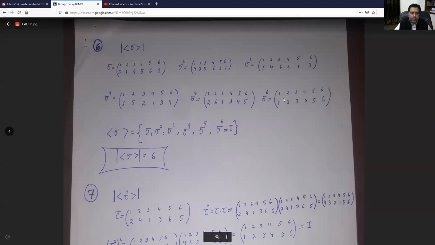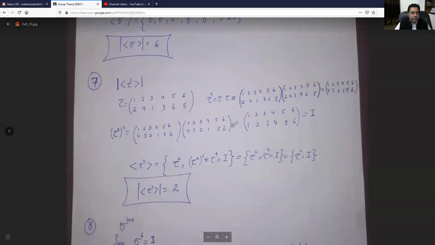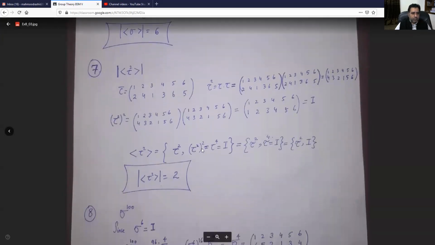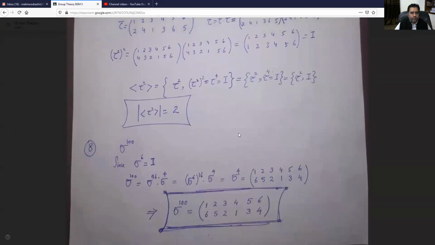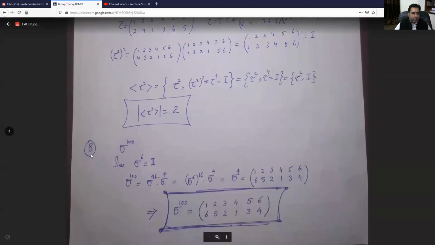Till you hit the identity permutation. The same procedure we did in general groups. When you have a group, some element A from the group, if you get A to the power n equals E, where n is the least positive integer, we declare that n is the order of that element. Question 7 on the same lines you could solve, and I would like to wind up this lecture at question 8.